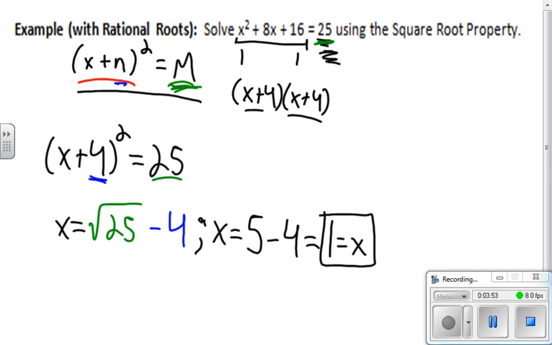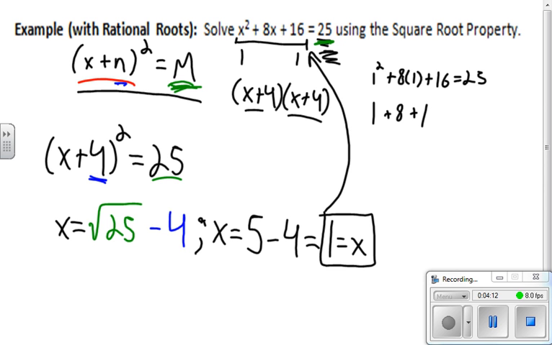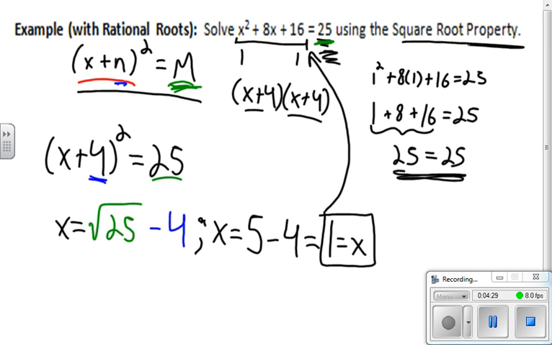Again, if we want to check that, put that back into our original equation up here. So we'd say 1 squared plus 8 times 1 plus 16 equals 25, and we just want to make sure that's true. Well, 1 squared is 1, plus 8 times 1 is 8, plus 16 equals 25. And sure enough, 1 plus 8 plus 16 is 25, which equals 25. So that is a good way to check our solution by the square root property. So by now you should know everything there is to know about the square root property.